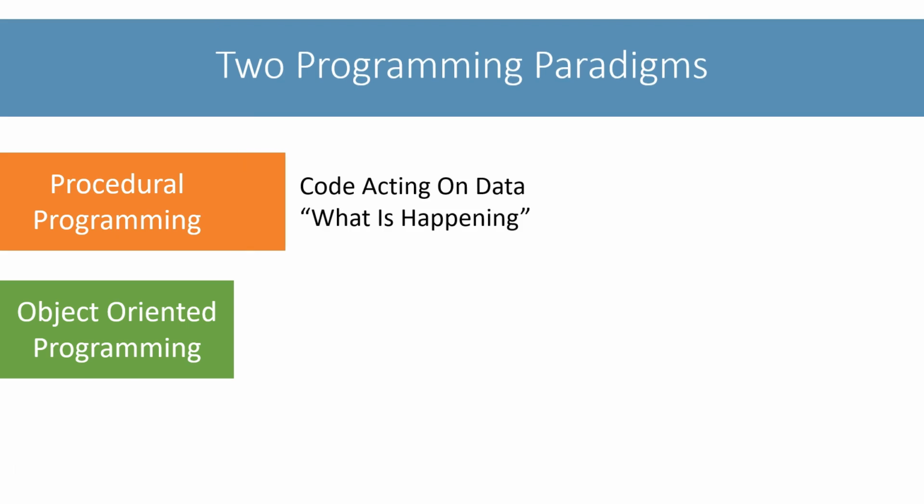Here, focus is on what is happening. The solution to the problem is centered around its code or sequence of steps. In other words, we can say that in procedural programming, code is acting on data.